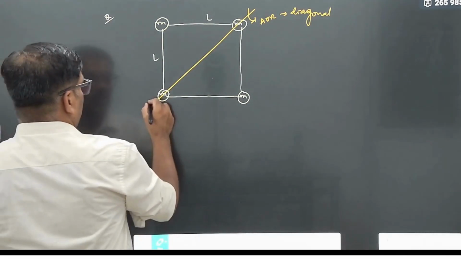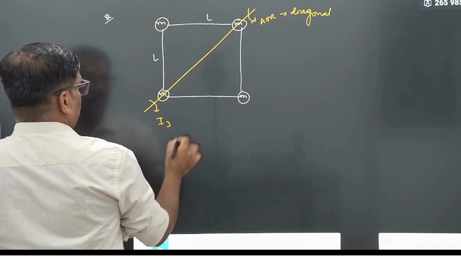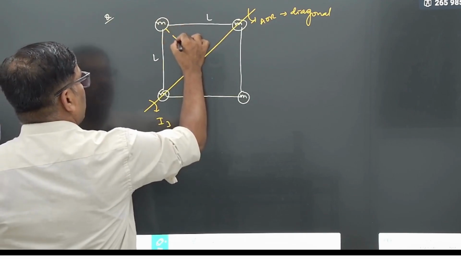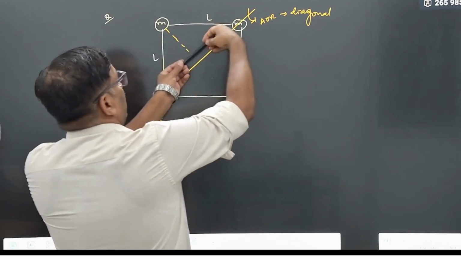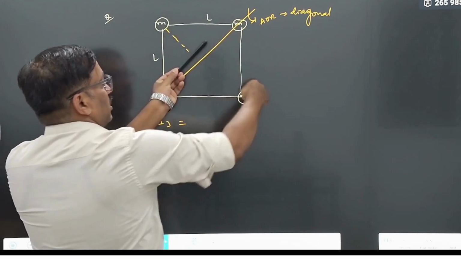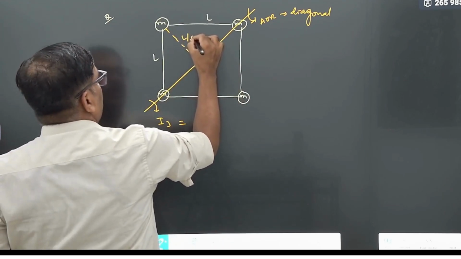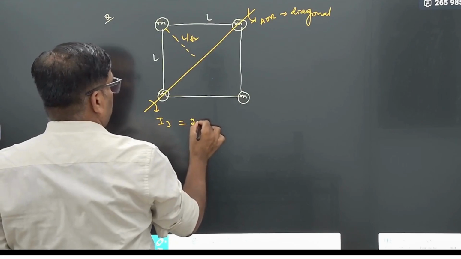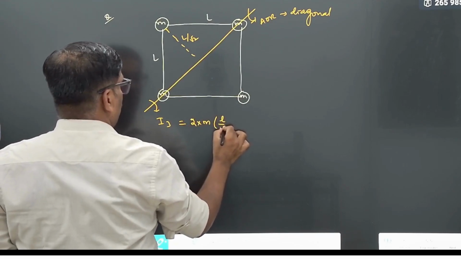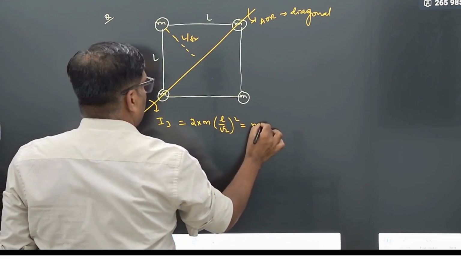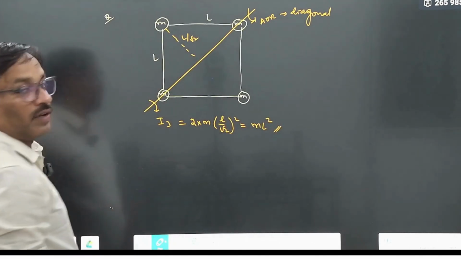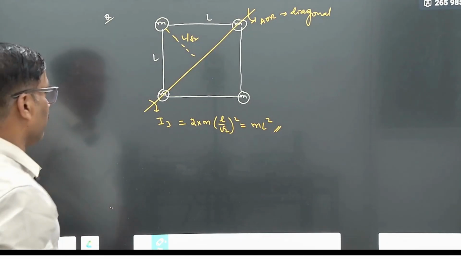So this it will be your I3. So I3, what you can write it now? This it will be your perpendicular distance. See, if you are rotating like this, this particle is revolving like this, this particle is also revolving like this. So therefore it is L by root 2. Therefore it is 2 into m into L by root 2 whole square. Therefore mL square will be your moment of inertia of an axis passing through the diagonal onto this.